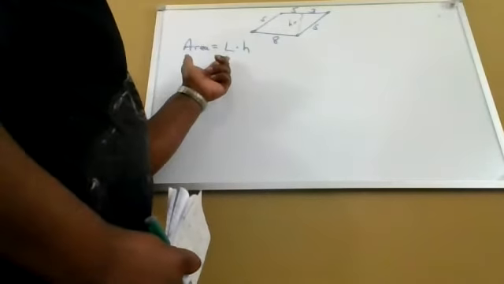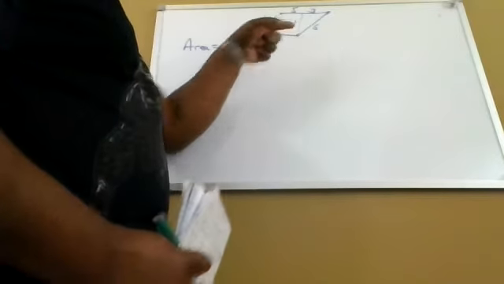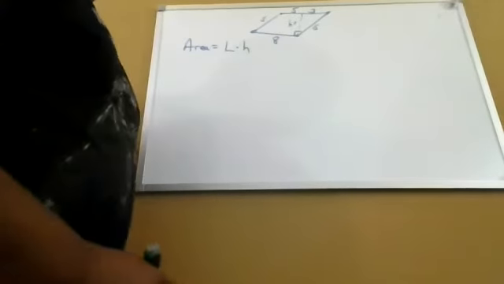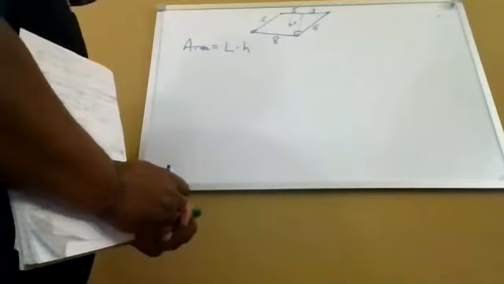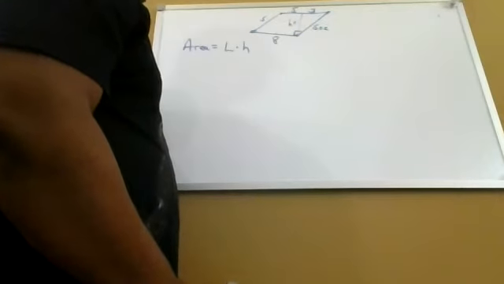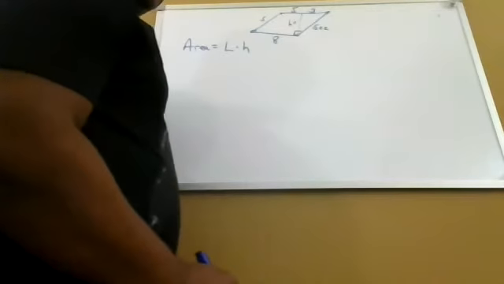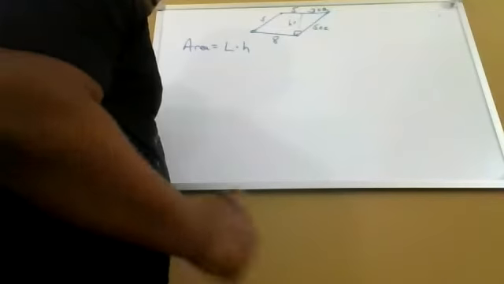Area equals length times height. But here for this right triangle, we don't know what the height is. But we do have a right triangle that has a hypotenuse of 5 and one side equal to 3, and we'll call that side A. So then to find H, we're going to use our Pythagorean theorem.